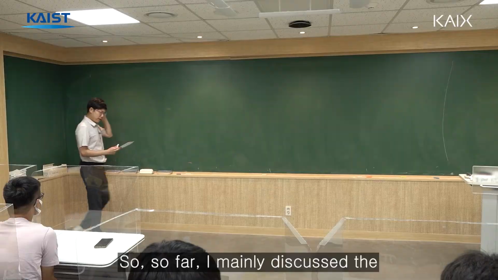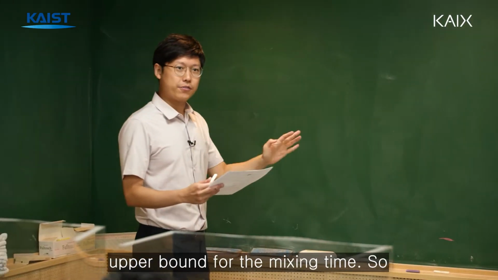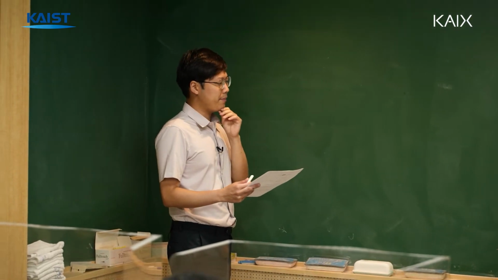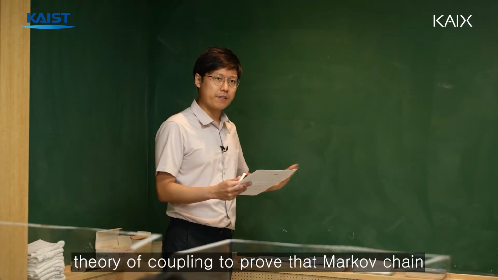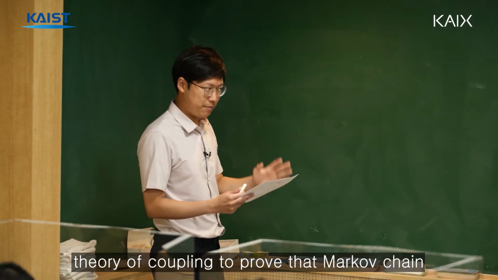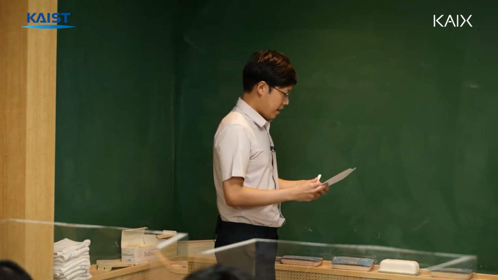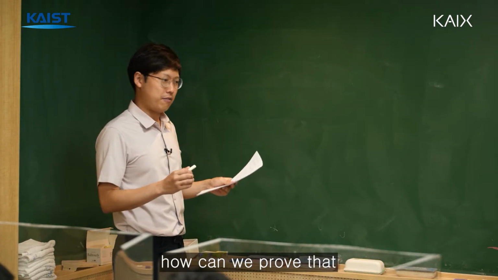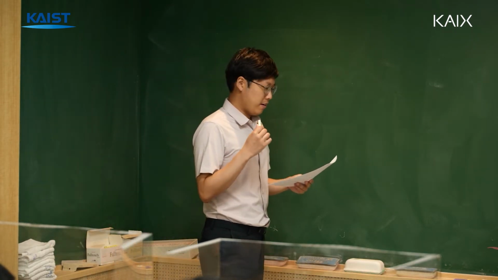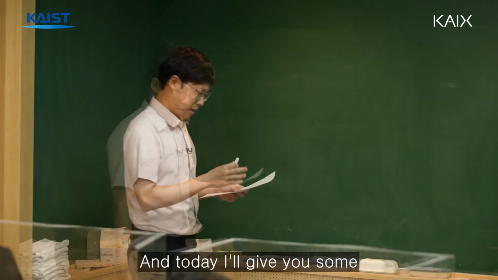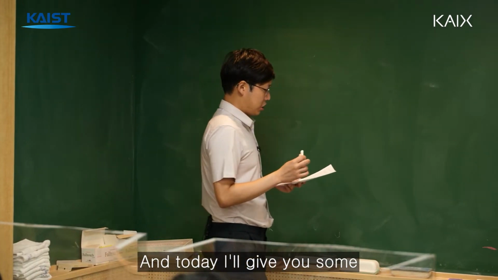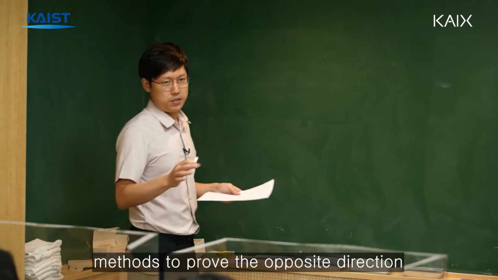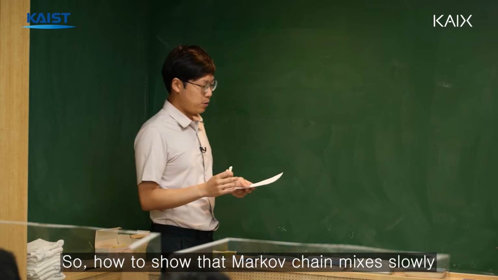So far, I mainly discussed the upper bound for the mixing time. In the second lecture, I mentioned the theory of coupling to prove that a Markov chain mixes fast. And last time I mentioned the spectral method: using the eigenvalue information, how can we prove that a Markov chain mixes fast? Today I'll give you some methods to prove the opposite direction, how to show that a Markov chain mixes slowly.